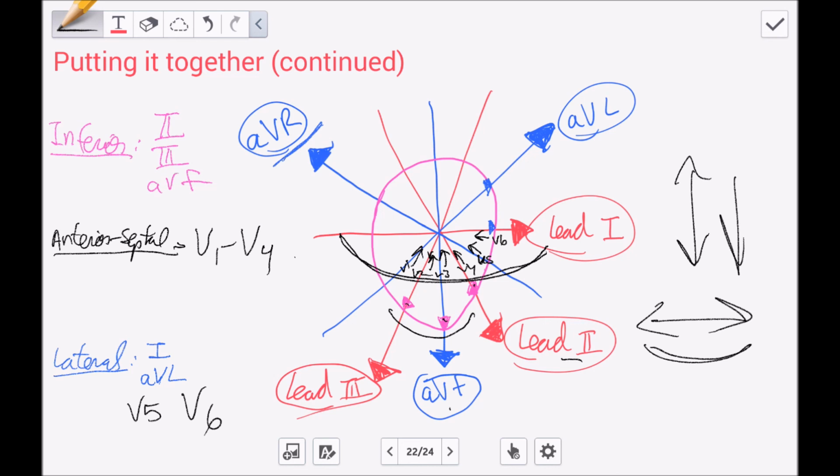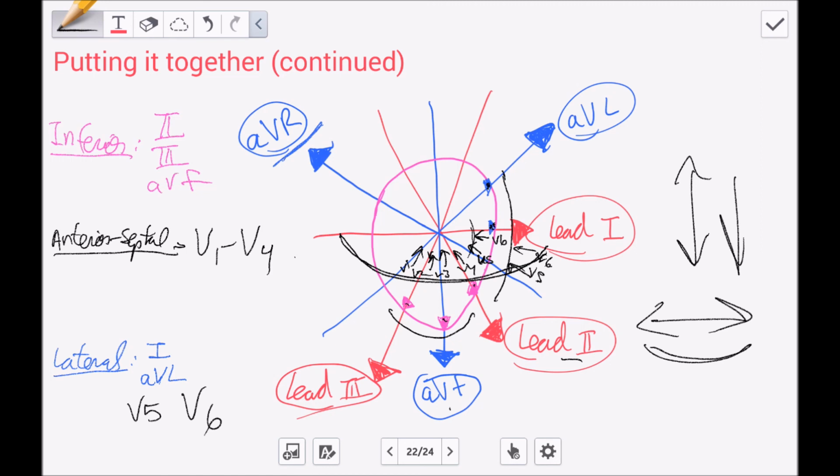Your lateral leads, you have lead 1, which is looking at this way. This is the lateral side of the heart, right? So lead 1 is looking at this way. Lead AVL is looking at this way. And then we have V6 and V5, which are also looking at this way. So if you start thinking about it, this is all the lateral part of the heart, okay? Because V6 can be looking at it like this. So that's why lead 1 over here, lead AVL, V5, and V6 are your lateral leads.